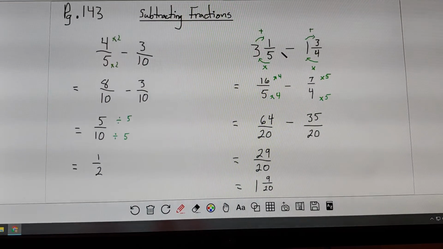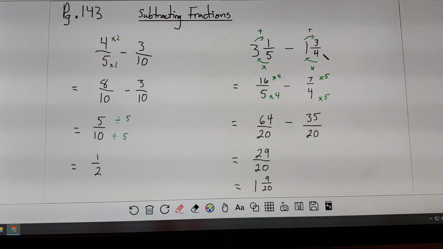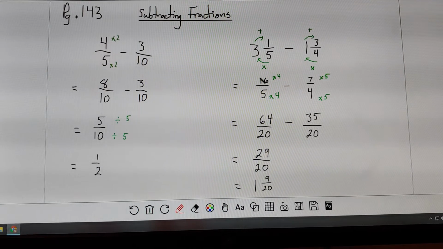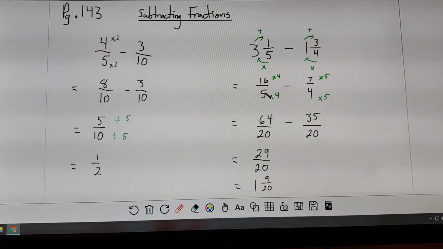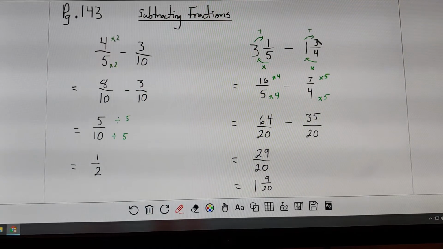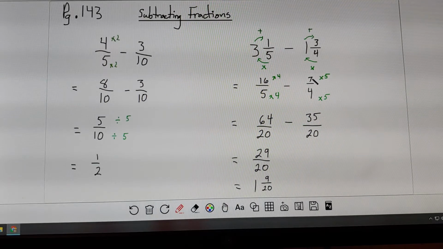For the next example, we have 3 1/5, subtract 1 3/4. And like I was saying, whenever we get a mixed number, we're going to put it into an improper fraction first. So 5 groups of 3 are worth 15, plus an extra, we get 16/5. 4 times 1 is 4, plus 3, we get 7/4.